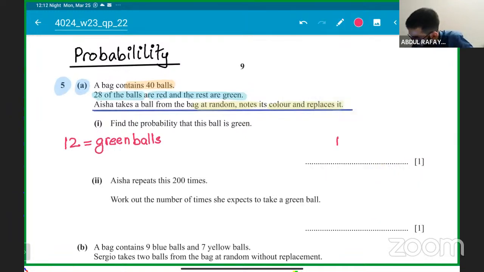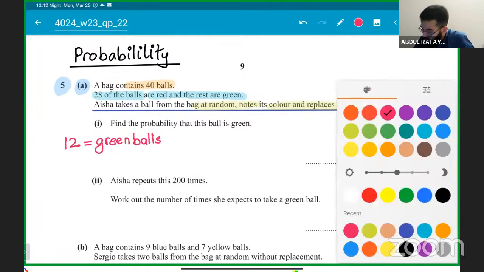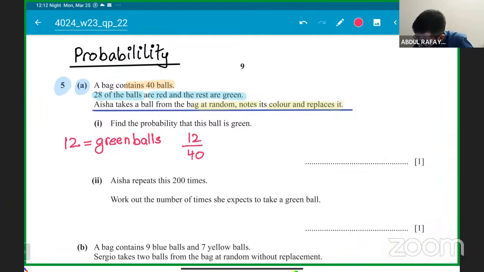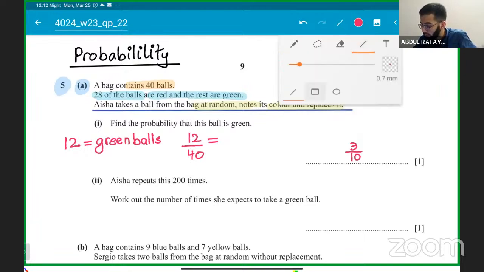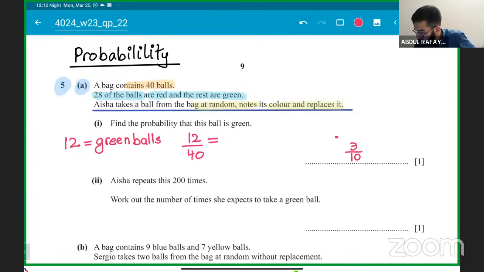Find the probability that the ball is green. It will be very simple: 12 over 40. Try to simplify that as well. The total possible outcomes come in the denominator, and the numerator is whatever favorable outcome is needed. Denominator is total possible outcomes. So let's quickly do it in the calculator. 12 over 40 gives 3 over 10. That is the answer for 1 mark. Understood, guys? 3 over 10 is the answer for probability part 1.